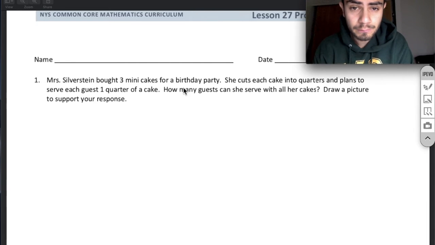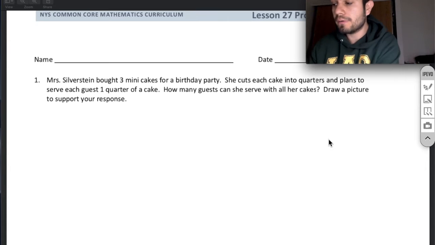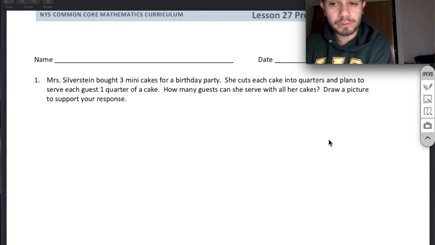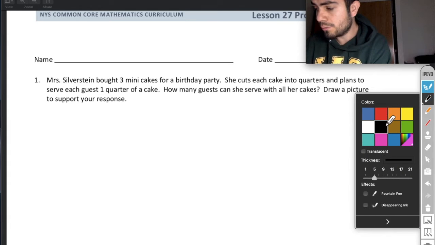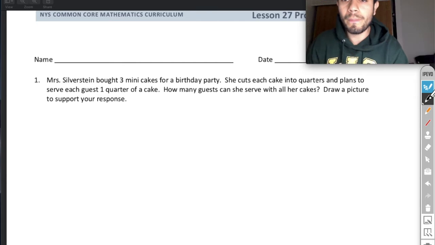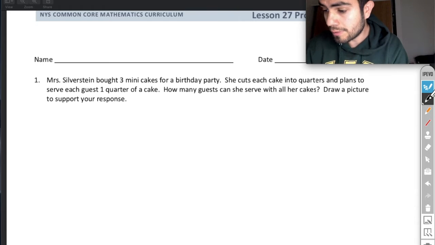3 mini cakes for her birthday party. She cuts each cake into quarters and plans to serve each guest 1/4 of a cake. How many guests can she serve with all of her cakes? Draw a picture to support your response. Now, for this one, I'm going to refer back to my tape diagrams because they are always going to be helpful. So let's draw out a tape diagram here.